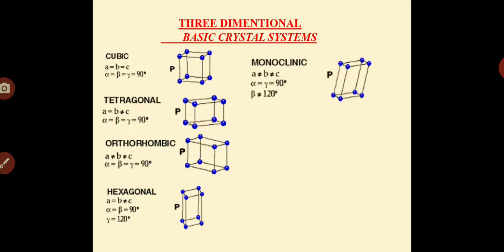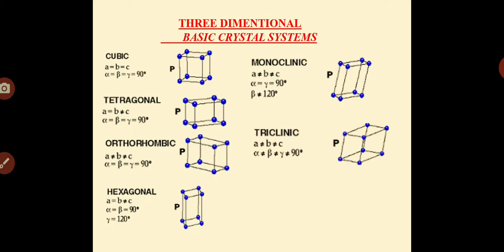Then the next type of crystal system is monoclinic. In this, here also the sides are not equal. a not equal to b not equal to c. The angles alpha and gamma here are equal to 90 degree, but beta is not equal to 90 degree. In the previous case, hexagonal, gamma equals 120. Here alpha, gamma equal to 90 and beta not equal to 90 degree.